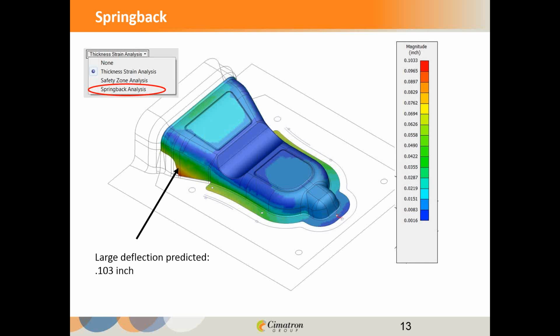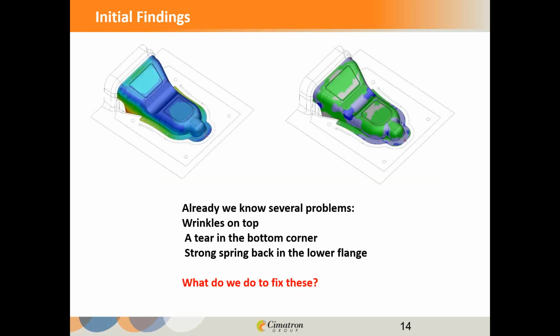So all I've done is run the blank function and then run a couple of analysis functions to gather this information about my part. Already I have some initial findings that I need to consider. The wrinkle on the top, the area that's going to tear down in that lower corner. There's an area that's very strong with tendency to spring back. And the geometry of all this is very close together on both sides of the part. So now that we know all this, what do we do?